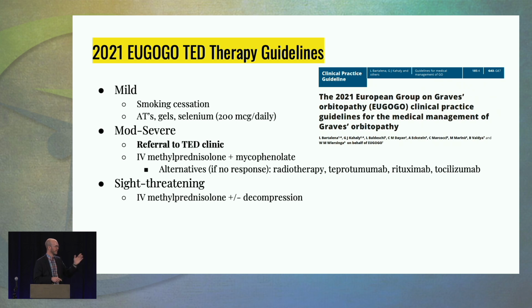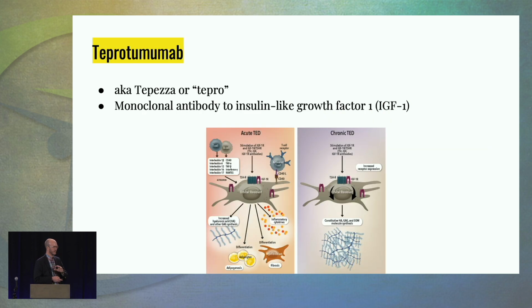And then sight-threatening, definitely steroids and possibly surgery. And this is everybody's going to have this hard-to-read slide that shows all the mechanisms of action of things. But everybody's heard about Tepezza. If you've not, there's somebody out there willing to talk to you about it. But teprotumumab is a monoclonal antibody to insulin-like growth factor 1.